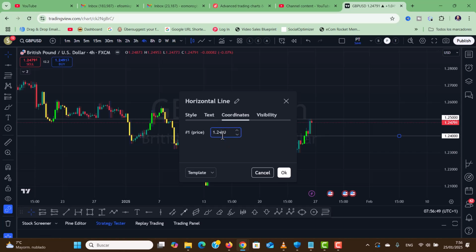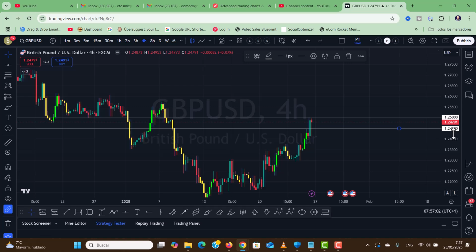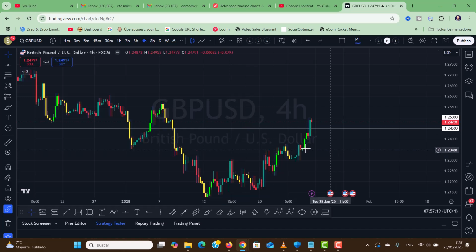The distance between one psychological level and another psychological level is 50 pips. As you can see, 50 pips. I'm just going to adjust my chart to make sure I plotted it well. For you to know, just click this ruler, put it on one psychological level, and measure it to make sure that it's around 50 pips.